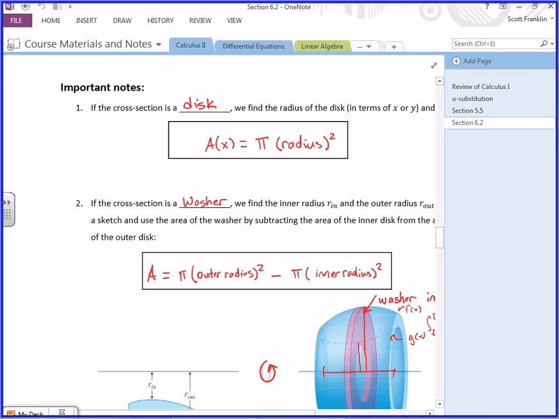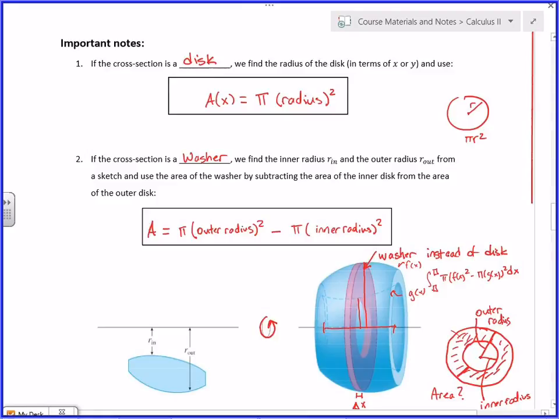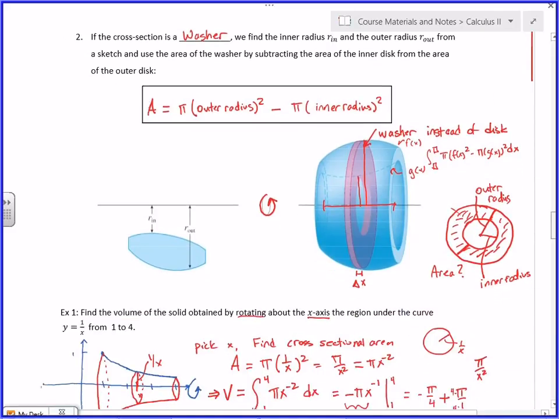All right, so back to our notes. We made it to an example.